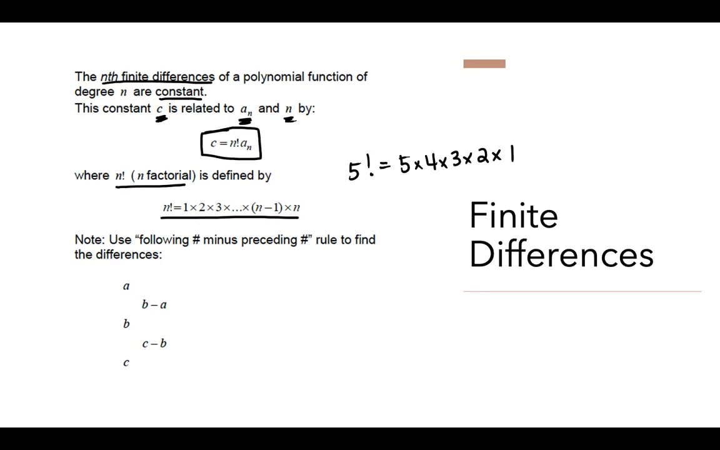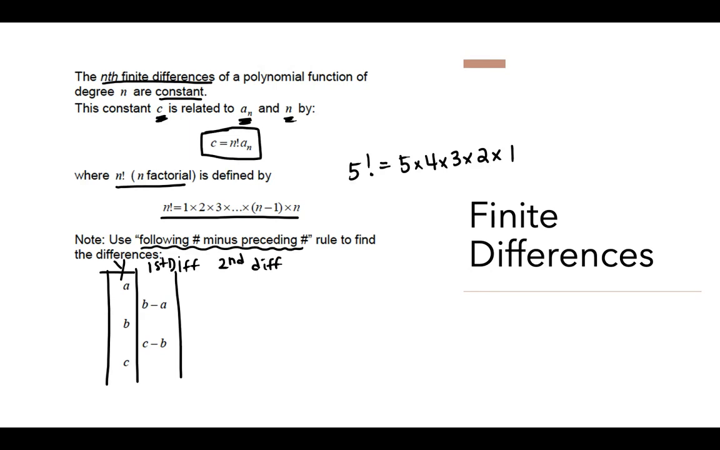Use the following number minus the preceding number rule. What that means is, let's just assume that this is a table. These are the y values. This is my given y value, this will be the first difference, and this will be the second difference, and so on. You're going to keep going until you find a constant term.